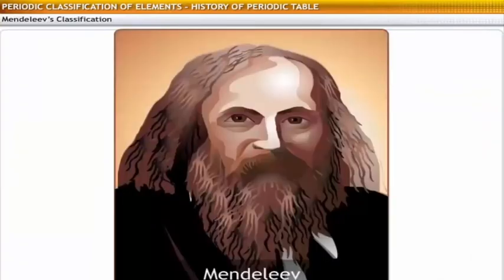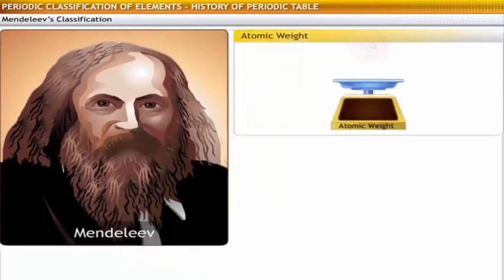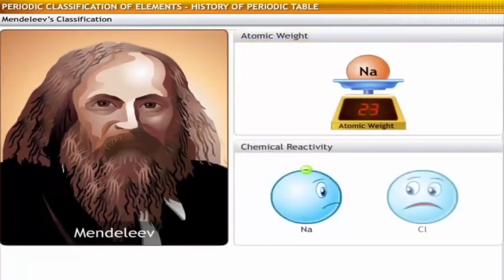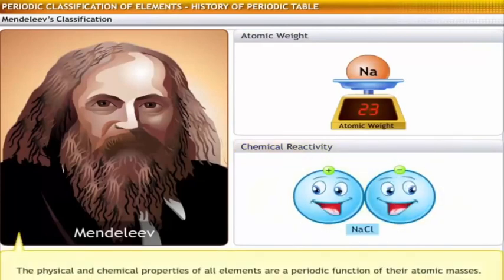Mendeleev based his work on the research by Newlands and took it further. He felt that effective grouping of elements and prediction of properties could be based on two parameters: atomic weight and chemical reactivity. Mendeleev's periodic law states that the physical and chemical properties of all elements are a periodic function of their atomic masses.